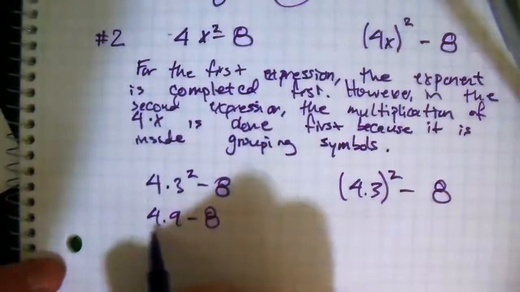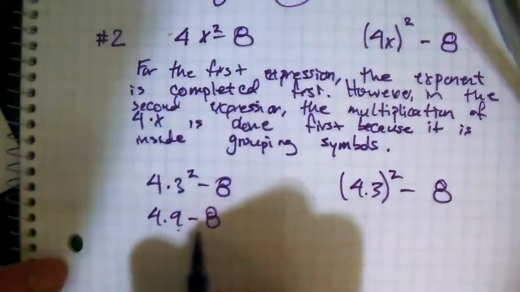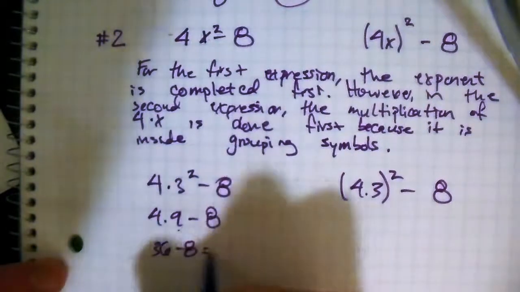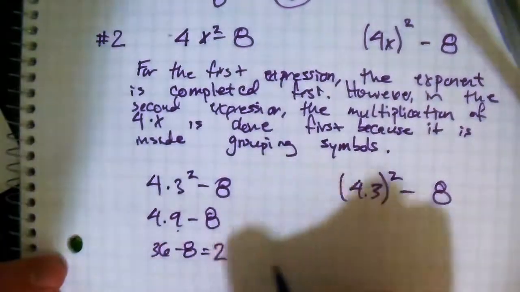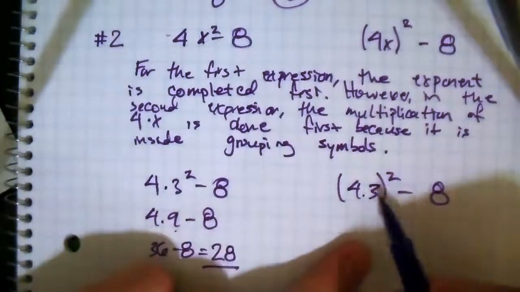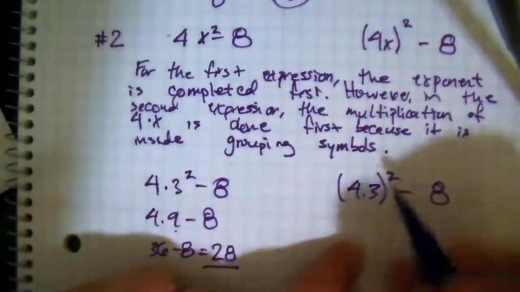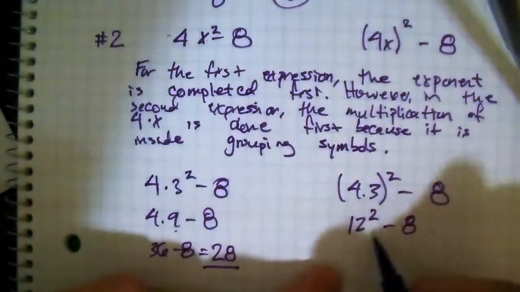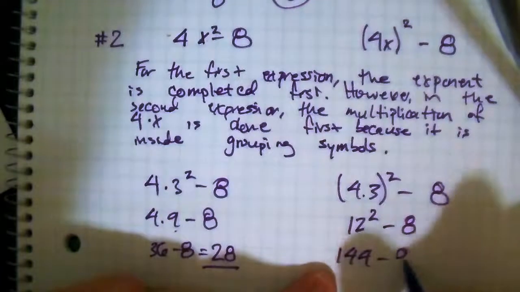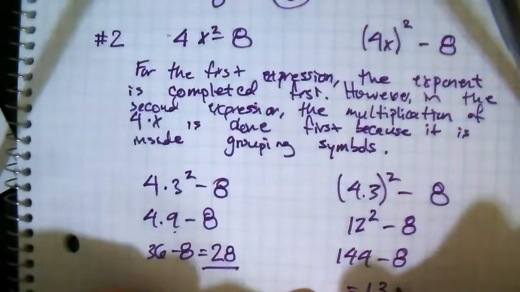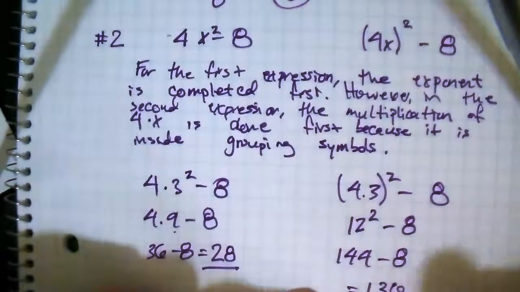I'll go ahead and complete that out. We do multiplication first here because that comes before subtraction. 4 times 9 gives us 36 minus 8, which gives us 28. However, the second one, we have the parentheses, so we do parentheses first. That gives us 4 times 3 is 12, then squared, minus 8. 12 squared is 144 minus 8. Now this gives us 136.